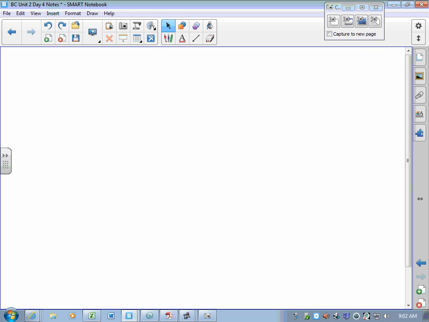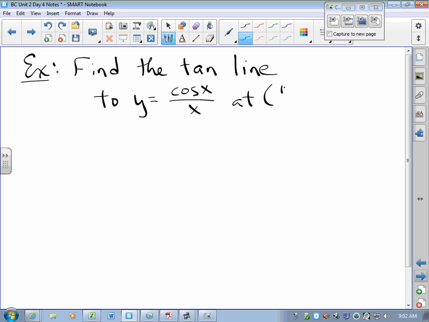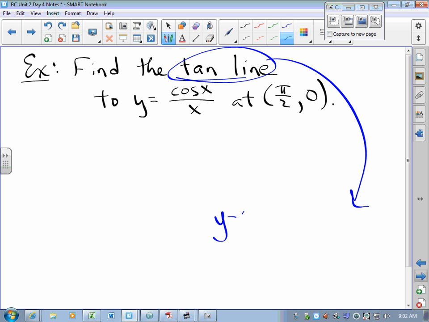So real quick, before we're done, one example, because it's all about tan lines. We're going to find the equation of the tan line to y equals cosine x over x at pi over 2 comma 0, and that's going to close out our time. You're so close to freedom. I know how to find the equation of a tangent line. Anytime I see tangent line, it's y minus y1 equals m times x minus x1, multiplied by, shoot, what's the slope?